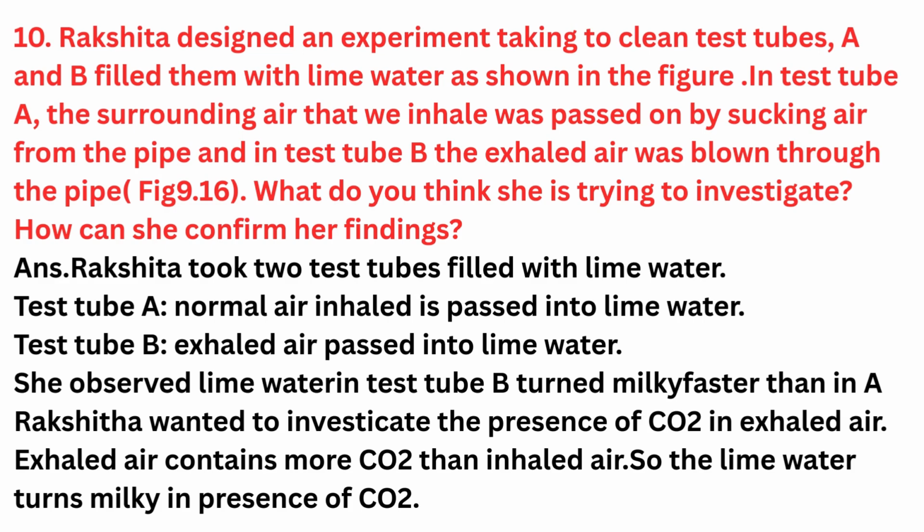Answer. Rakshita took 2 test tubes filled with lime water. Test tube A, normal air inhaled is passed into lime water. Test tube B, exhaled air passed into lime water. She observed lime water in test tube B turned milky faster than in A. Rakshita wanted to investigate the presence of carbon dioxide in exhaled air. Exhaled air contains more carbon dioxide than inhaled air, so the lime water turns milky in the presence of carbon dioxide.